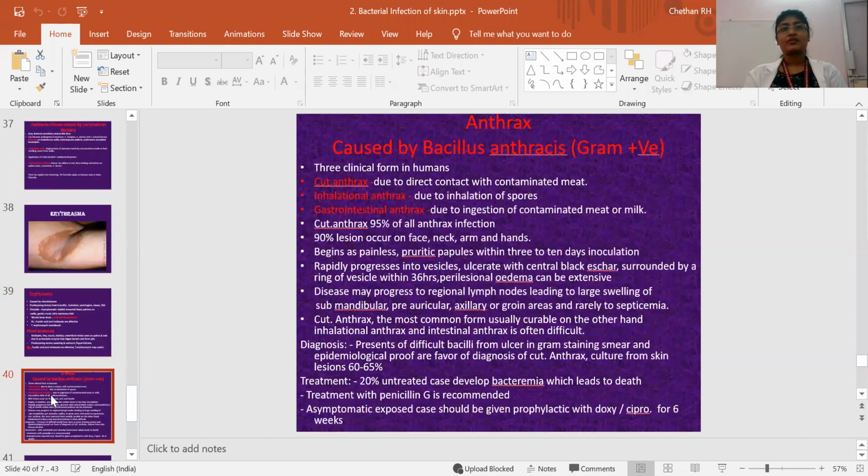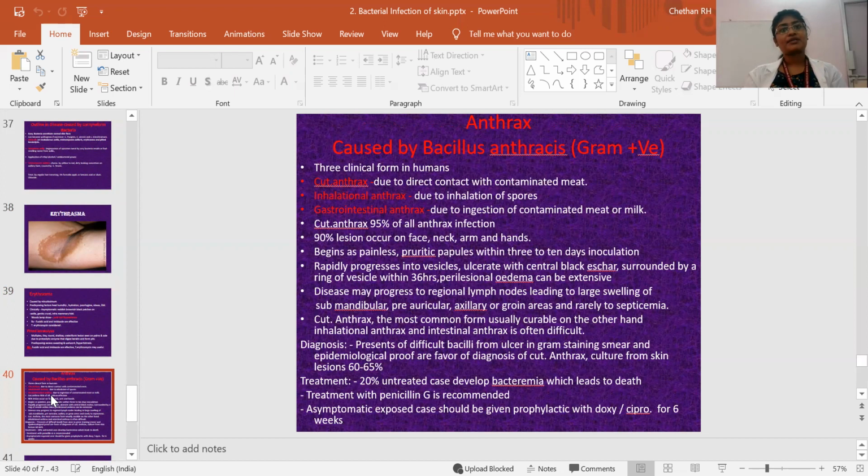Coming to anthrax, which is caused by Bacillus anthracis, which is again a gram-positive bacilli. Three clinical forms are manifested for anthrax in humans: cutaneous anthrax, inhalational anthrax, and gastrointestinal anthrax. Cutaneous anthrax is due to direct contact with contaminated meat. Inhalational anthrax, as the name suggests, is due to inhalation of spores. Gastrointestinal anthrax is due to the ingestion of contaminated meat or milk.